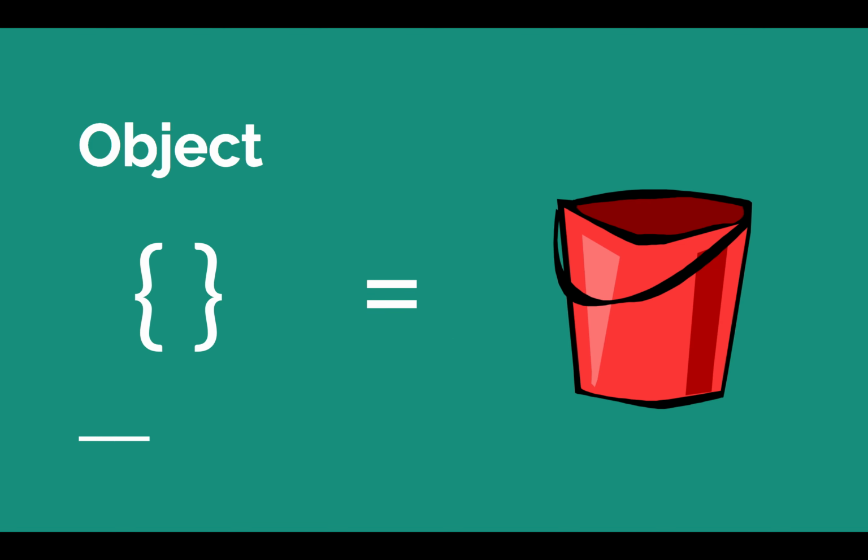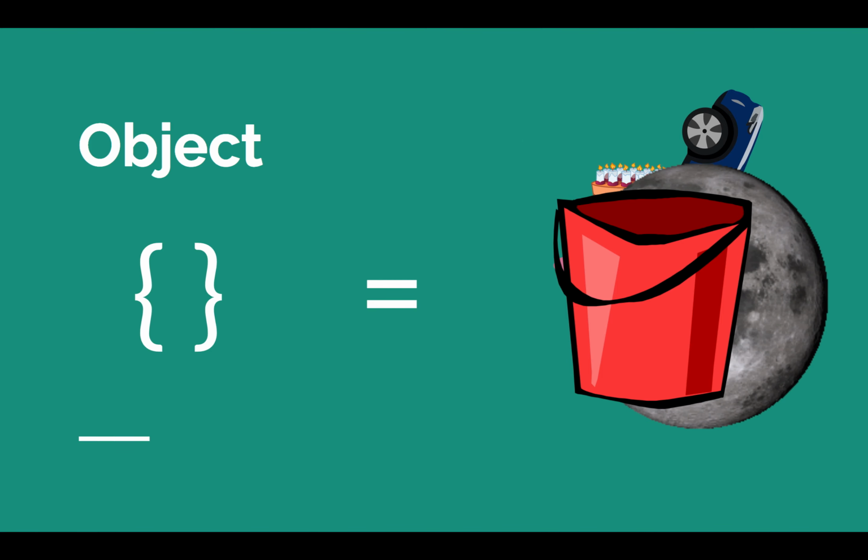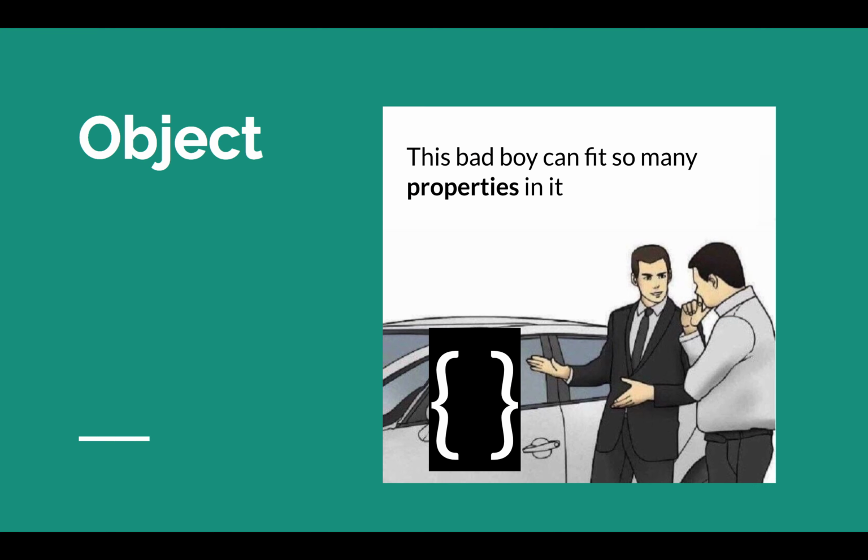Objects are represented by this squiggly curly brace. They're the same curly brace that we saw with the if statements, where you put your action, but these mean something slightly different. Let's try and visualize these curly braces as a bucket. This bucket can hold cake, this bucket can hold cars, this bucket can hold a whole moon, this bucket can hold nearly everything. This hastily put together meme says, this bad boy can fit so many properties in it. Property?